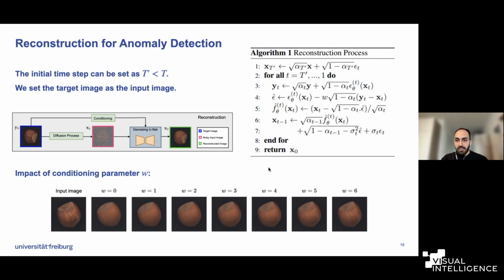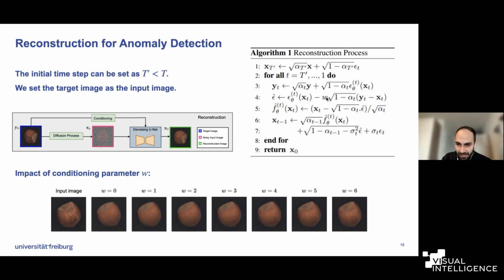Here you can also see the algorithm. The nice thing about our conditioning is that it only requires a few lines of code or a few lines of mathematical properties, and it can simply be added to any diffusion model framework, and it doesn't require any additional training. So that's one advantage of our conditioning mechanism.